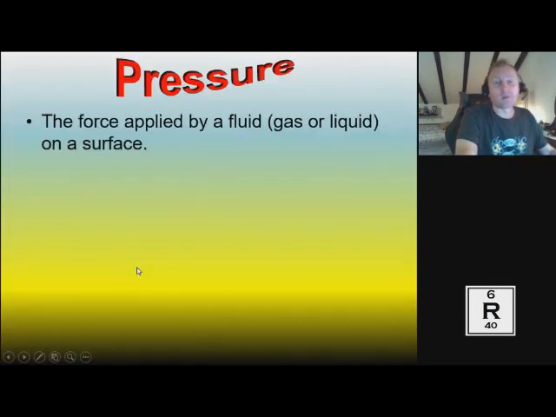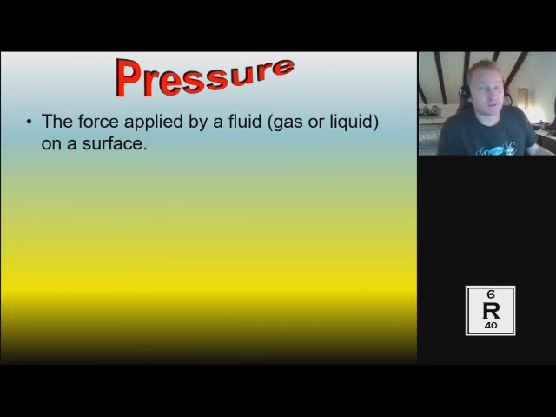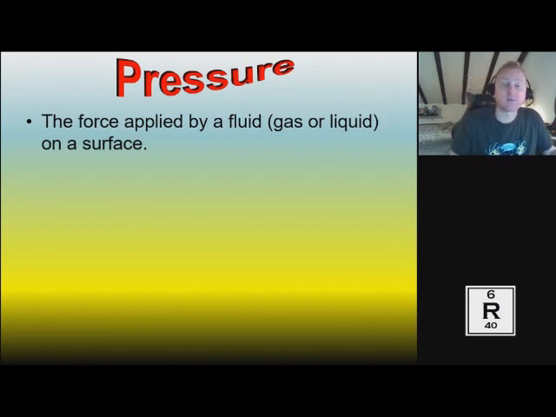All right. One of the physical properties of gases that's important that we'll be reviewing in this lesson is pressure. Pressure is the force applied by a fluid, which can be a gas or a liquid, on the surface. Notice I don't have solid in there.